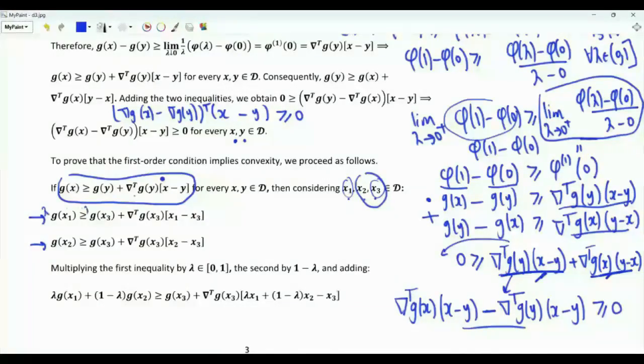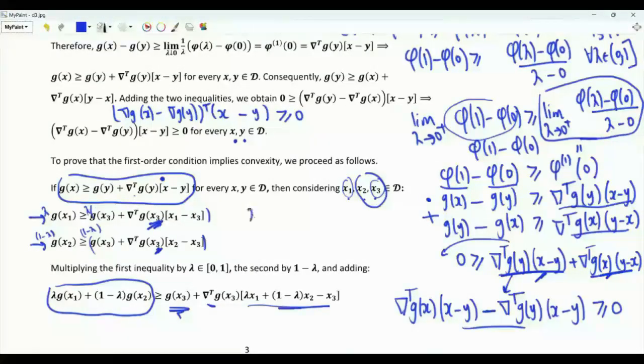We multiply the first one by lambda and the second one by 1 minus lambda. The inequalities are preserved because lambda and 1 minus lambda are non-negative. On the left-hand side, we get lambda g of x1 plus 1 minus lambda g of x2. On the right-hand side, when we sum lambda g of x3 plus 1 minus lambda g of x3, we get g of x3. We get the inner product of the gradient vector evaluated at x3.